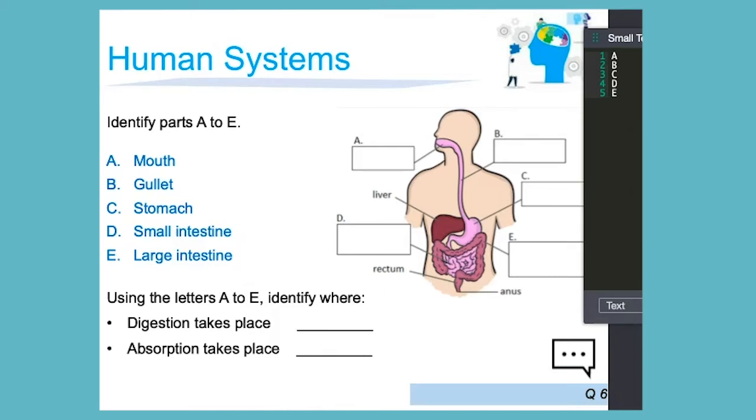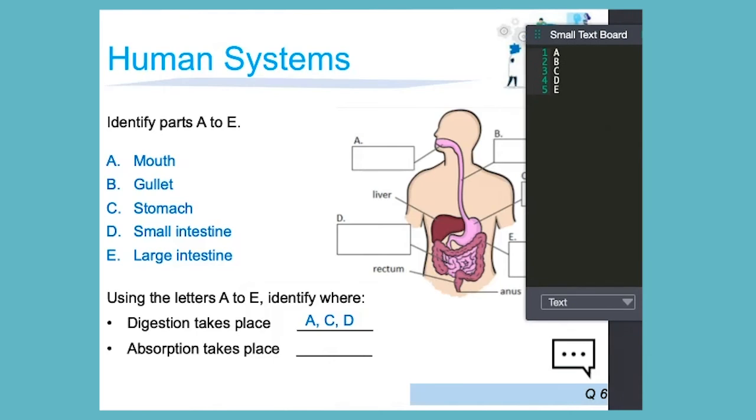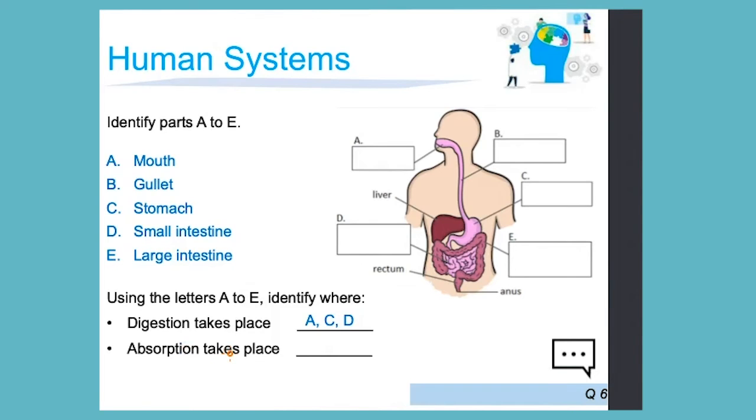So there are digestive juices that are produced by the mouth, the stomach, as well as the small intestine. All right. So it's only A, C, and D. There is no digestion that takes place in the gullet. Okay, take note, there is no digestion that occurs in the gullet because there are no digestive juices. Where does absorption occur? Absorption occurs once digestion has concluded.